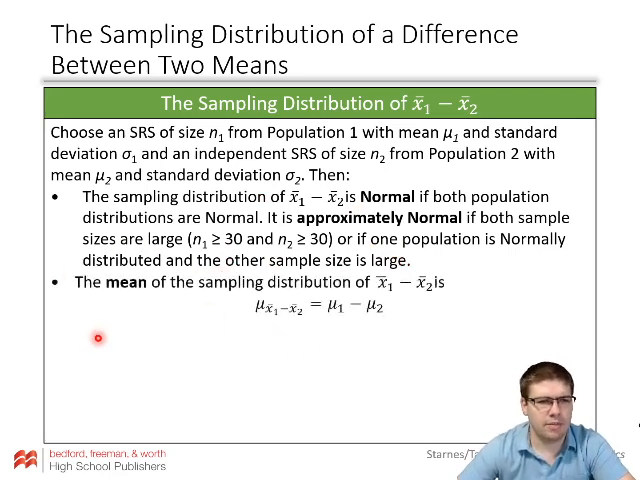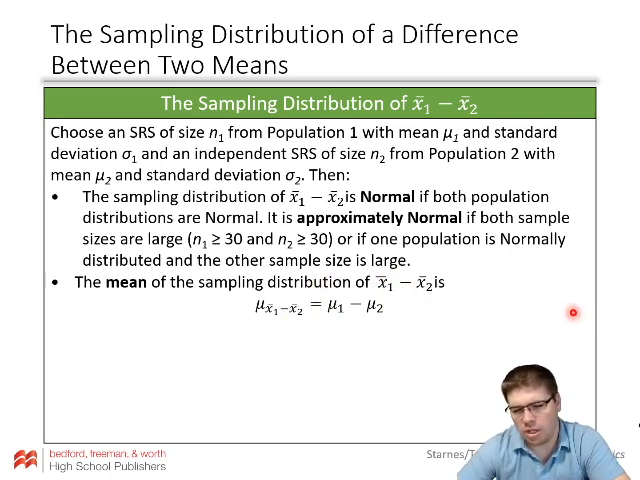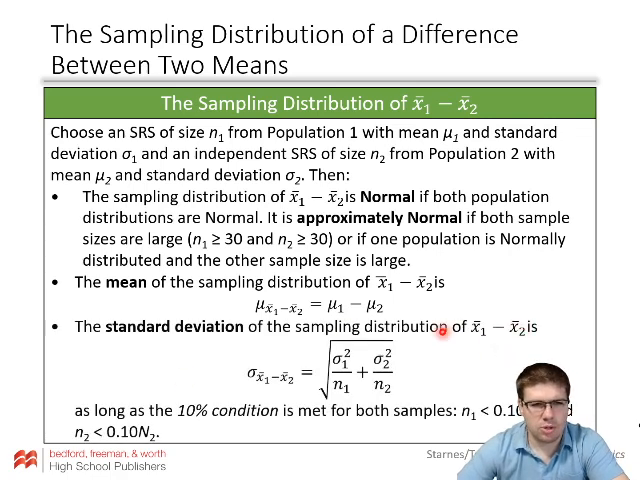The mean of the sampling distribution of x bar 1 minus x bar 2 is mu1 minus mu2, as long as your sample means are unbiased, as long as you actually have random sampling, or we'll also check the random condition if we're doing experimental randomization. And then the standard deviation of the sampling distribution of x bar 1 minus x bar 2 is, you add the variances, you get this slightly ugly formula, not quite as ugly as our proportion formulas, as long as the 10% condition is met for both samples. Both samples are less than 10% of their respective populations.